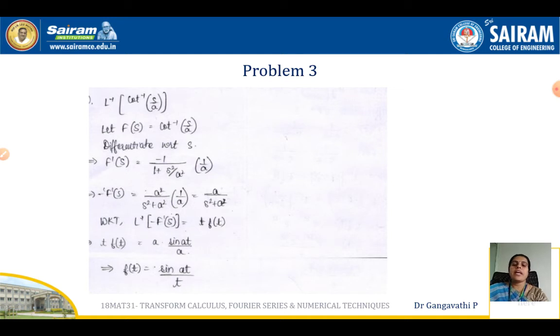And then simplify. So we get minus f dash of s is equal to a by s square plus a square. And L inverse of minus f dash of s is t into f of t, which we know. So now taking L inverse and substituting for minus f dash of s, for the given problem we get t into f of t is equal to a sin at by a. And a gets cancelled. And the function is supposed to be f of t is equal to sin at by t.